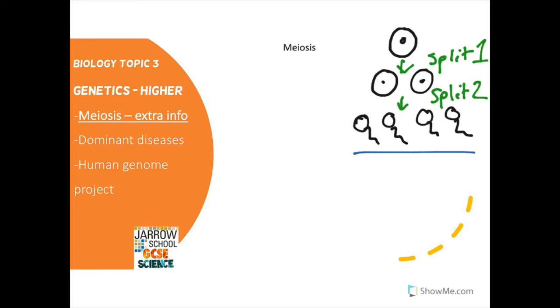So we understand that meiosis has two splits and it makes 4 gametes. But how are all them gametes genetically different? So each sperm or egg cell has completely different alleles in to give variation. So we are completely different from brothers and sisters. So how does this happen?